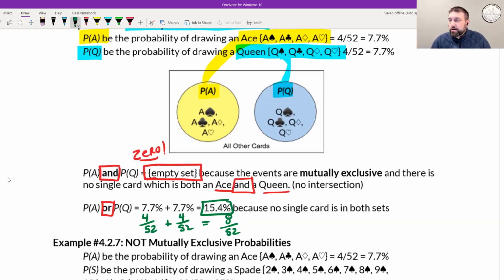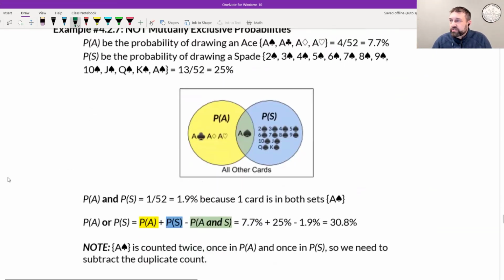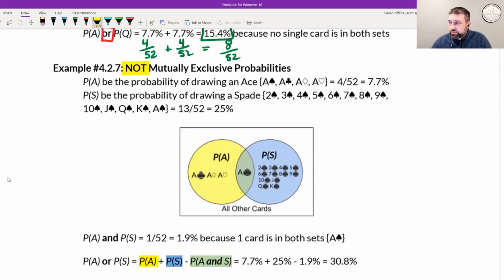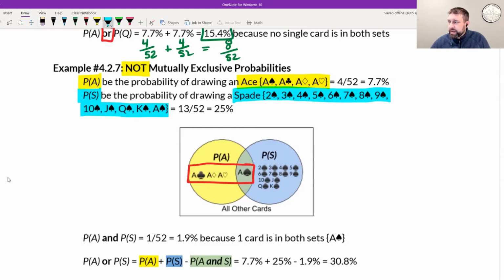Piece of cake, right? All right, now let's look at the situation where two events are not mutually exclusive. When we say not mutually exclusive, that means there is an outcome that is shared between the two sets. So in this situation, the yellow set is the probability of drawing an ace. And you notice that there are 4 aces, 1, 2, 3, 4, right here. And then the blue is the probability of drawing a spade. And here are the 13 spades, represented right here.